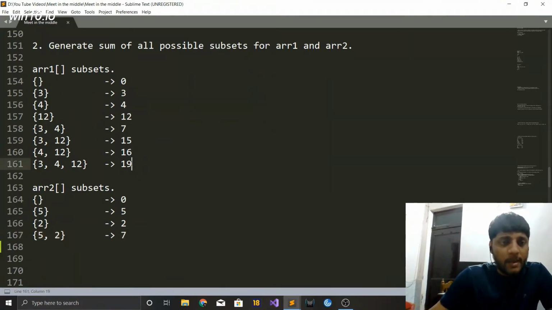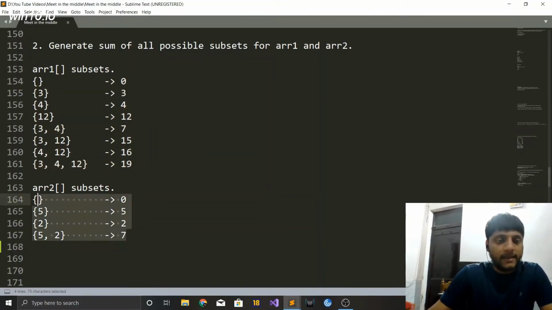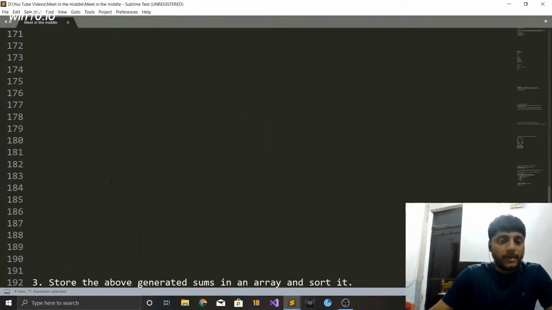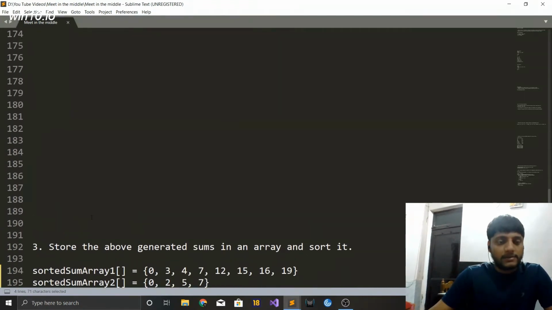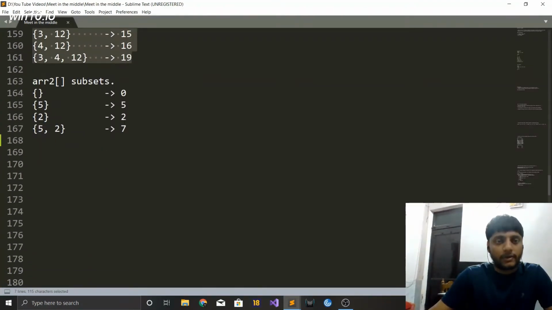It's very simple. We will store the sums of the subsets of array 1 in one array, and in a second array we'll store the sums of all the subsets of array 2. And we will sort those two arrays. Here I have done that particular step. I've taken this sorted sum array 1, which contains these sums, and they are sorted.